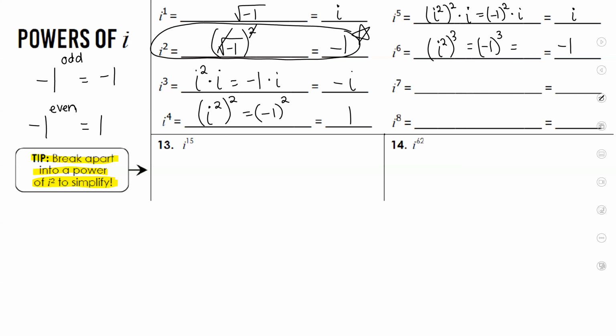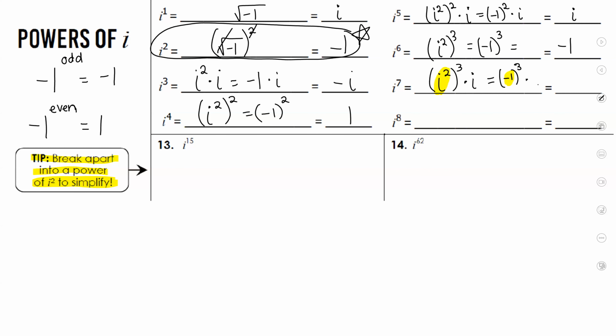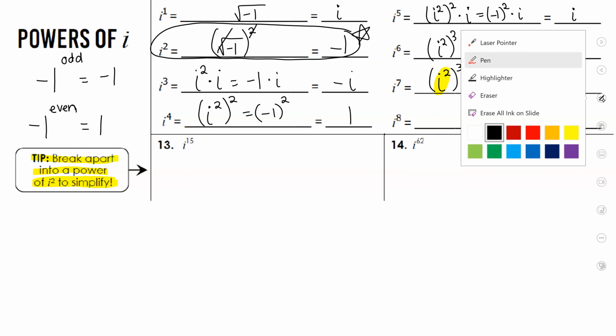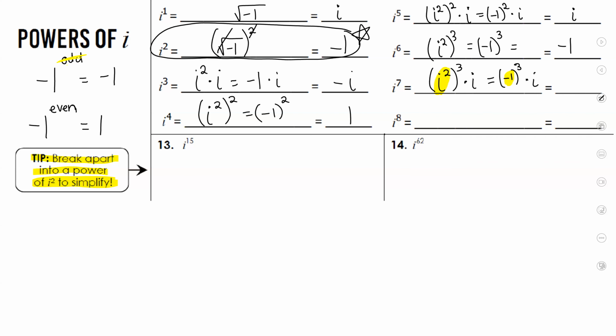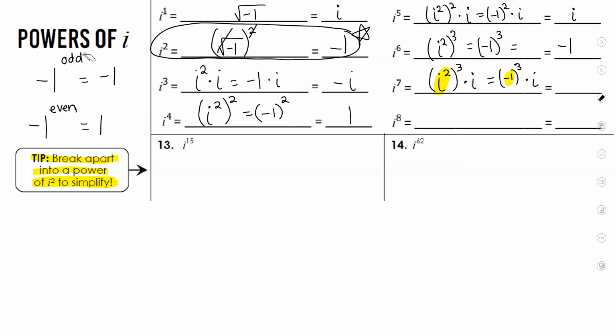i to the 7th. We always start with i squared. What should I multiply the 2 by to get close to 7? 3, but that's only 6. So I need to add one more. Multiply by another i. So let's go ahead and simplify this. i squared is -1. Let me highlight what I'm replacing here. I'm going to write everything else exactly the same. So this will still have a 3 there, and this will be times i. So looking at my note over here, we're at an odd power this time. So what is -1 cubed? -1, and then -1 times i is just -i.